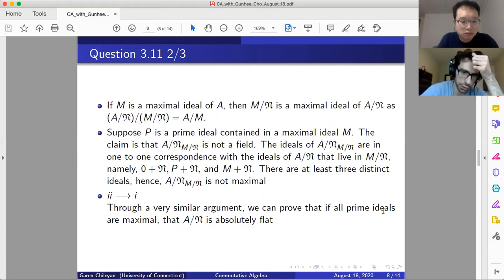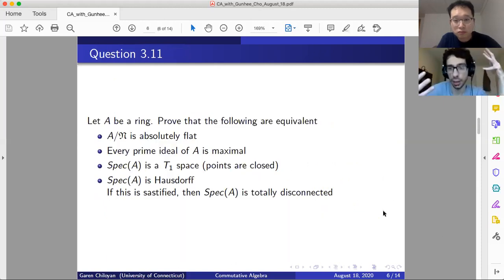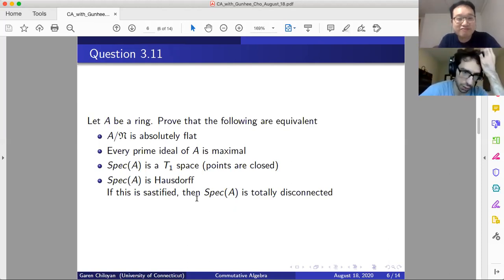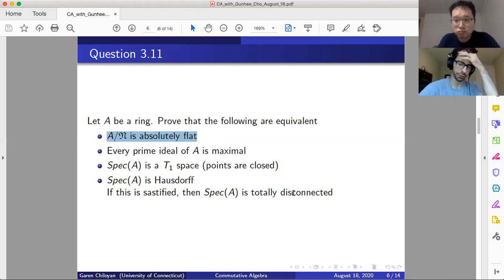So let's go back and see. This is a very nice condition. So really, yeah, the spectrum being Hausdorff is equivalent to A mod n being absolutely flat. And that makes sense because all the information is encoded in the prime ideals. But it's strange that the nilradical plays such an important part in the geometry of the spectrum.